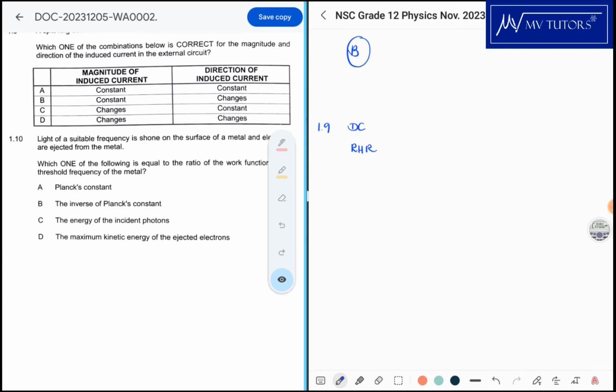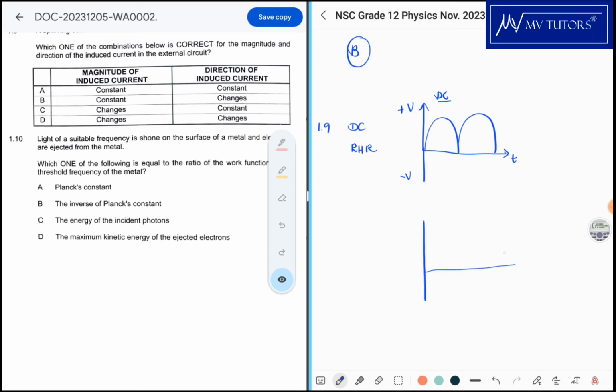Okay, so when it comes to direct current, remember its graph: if this is your positive V, that's your negative V, that's your time, its graph will look like this. Whereas with your AC, it will be like a sine graph. It's more sinusoidal.